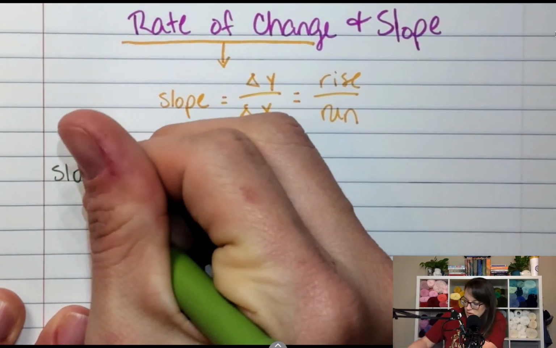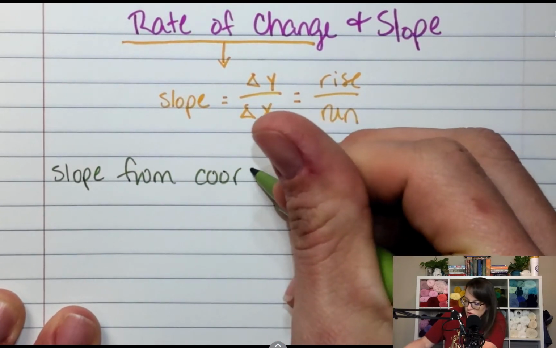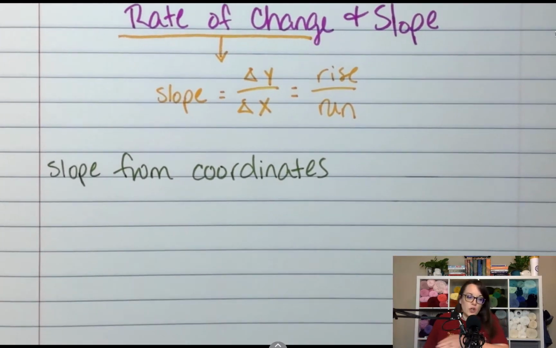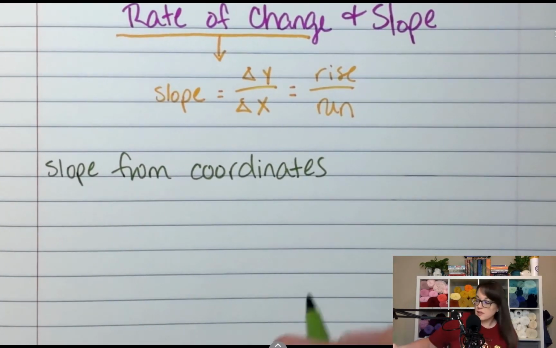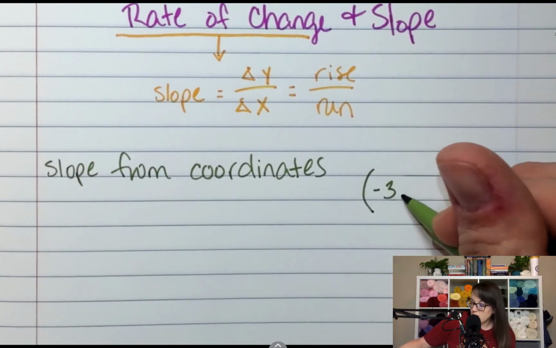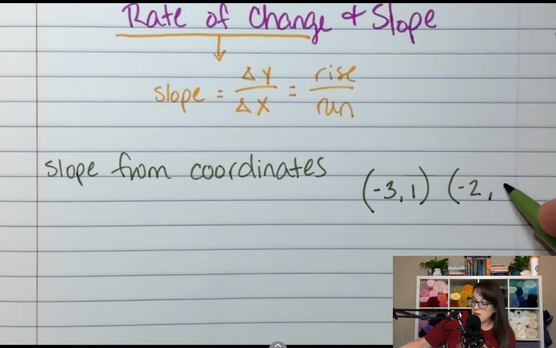Slope from coordinates. To find slope, you have to have two coordinates. So let's say I have -3, 1 and -2, -2.